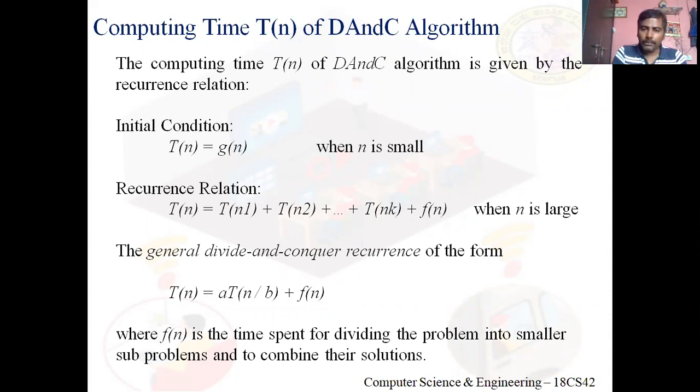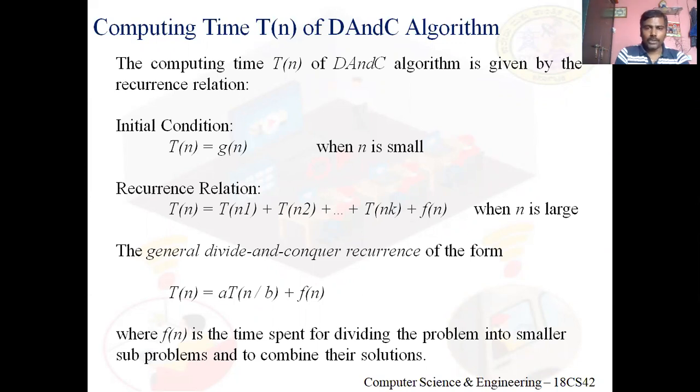So what is f of n? The time for combining. Of course, f of n involves the time for dividing also. The problem with size n got divided into subproblems, so dividing the problem into subproblems also has time involvement. Finally, combining the answers of all the subproblems to get the final answer also involves time. And this time is represented by f of n. Clear?